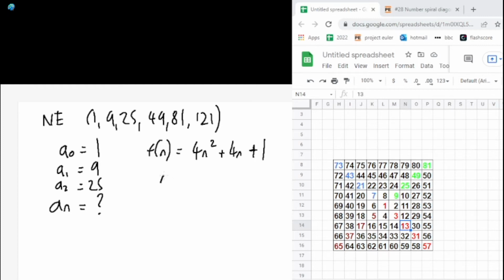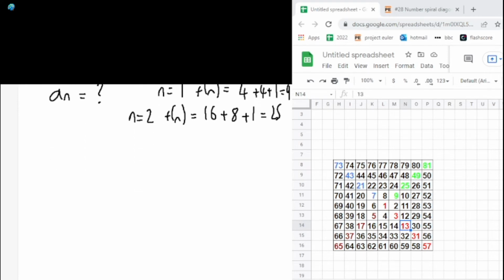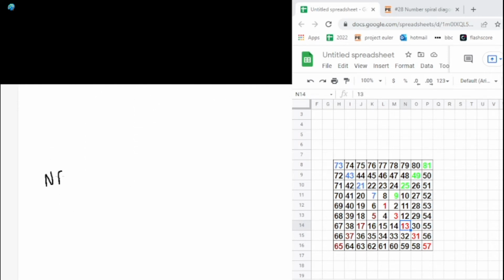So if n equals 0, then fn is going to be 1. If n is 1, then fn is 4 plus 4 plus 1, which is 9. If n is 2, then fn is 16 plus 8 plus 1, which is 25, so on and so forth. So this is the correct equation for northeast. So I'm going to write this down here. Northeast, 4n squared plus 4n plus 1.